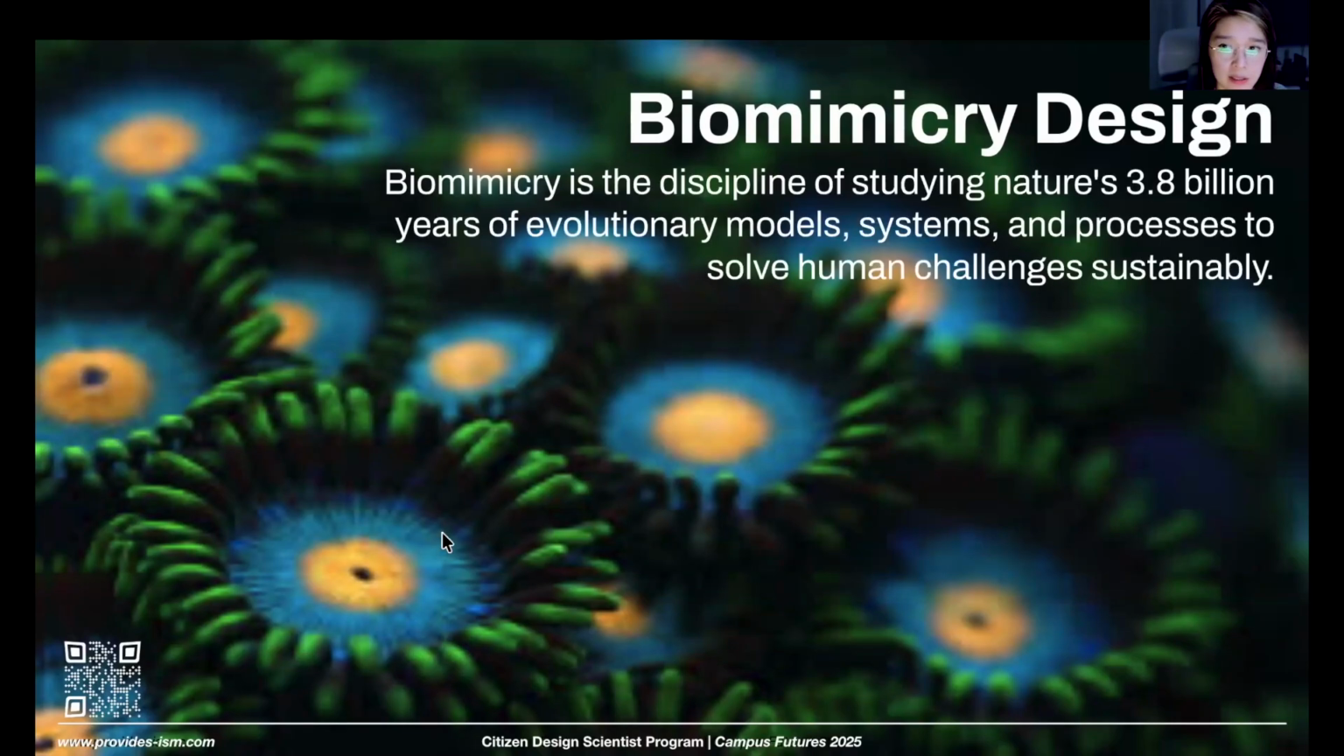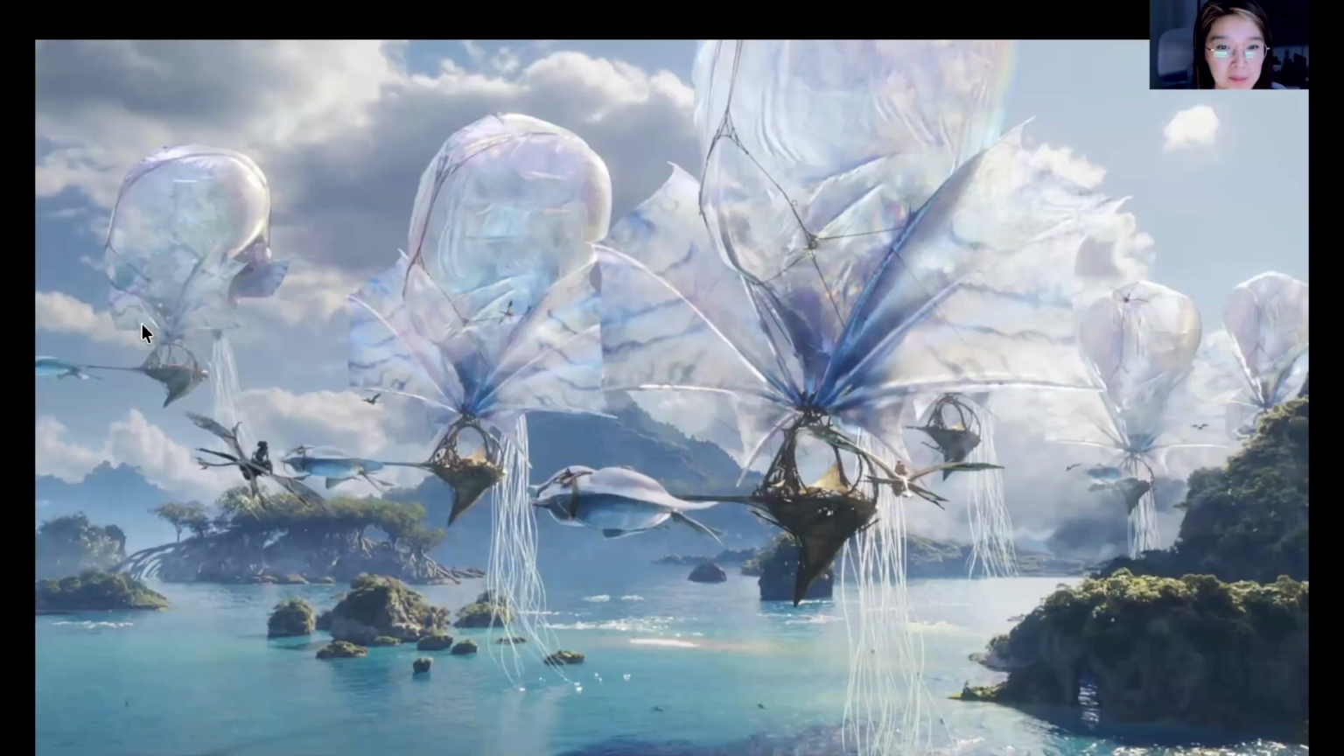And it's really the studying of nature's 3.8 billion years of evolutionary models, systems, and processes to solve human challenges sustainably. This is from the movie Avatar. I haven't seen it yet, but I actually saw this report from National Geographic.